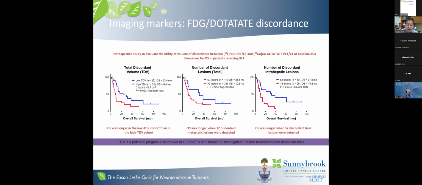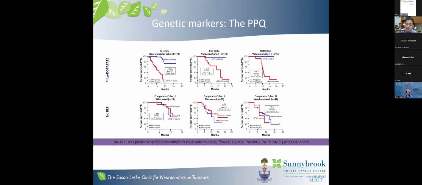He actually looked at it by lesions, and he showed that if you had more than 2 lesions that were discordant in terms of your gallium and FDG uptake versus less than 2, your survival was impacted. And also, if you looked within the liver itself, that seemed to be where it mattered the most. So again, I think as we move forward, we're going to see more and more of this dual PET imaging helping us understand who these patients are and where they benefit.